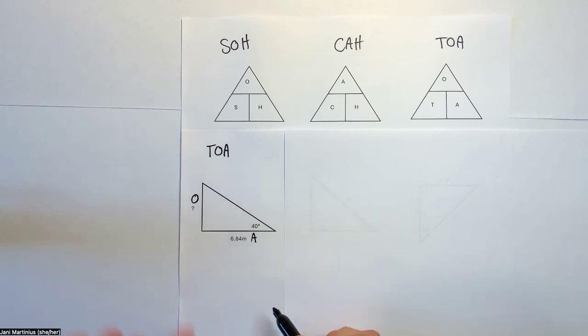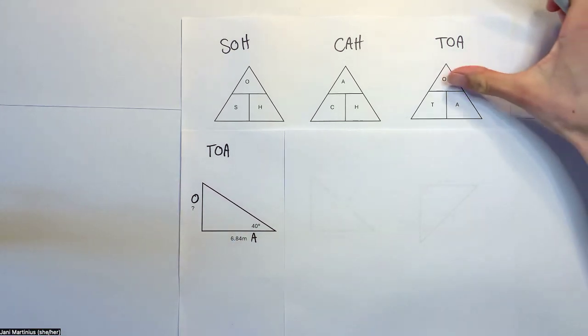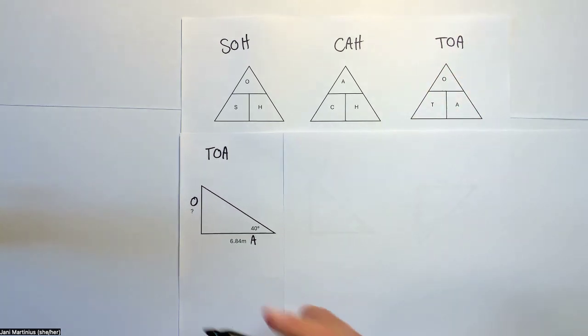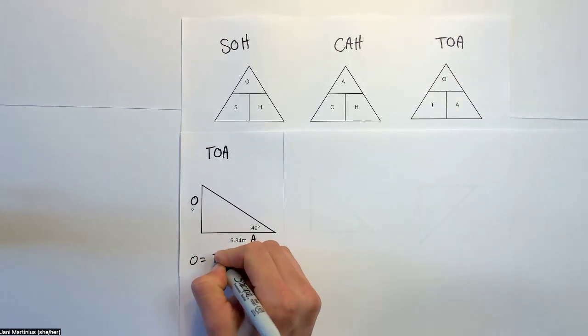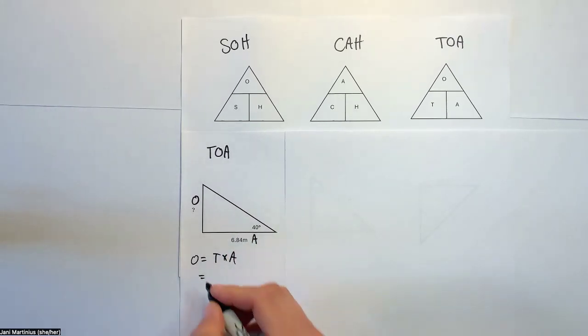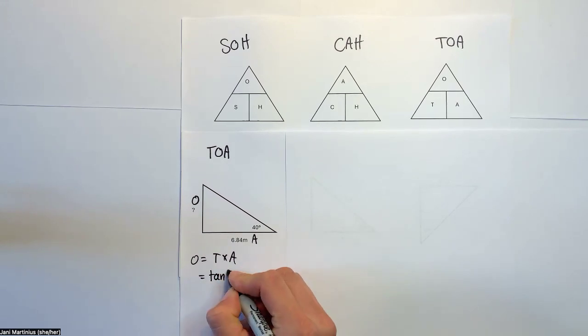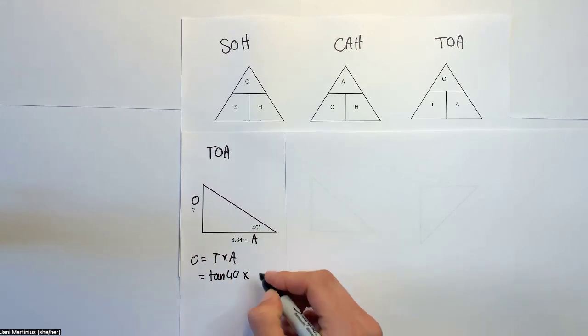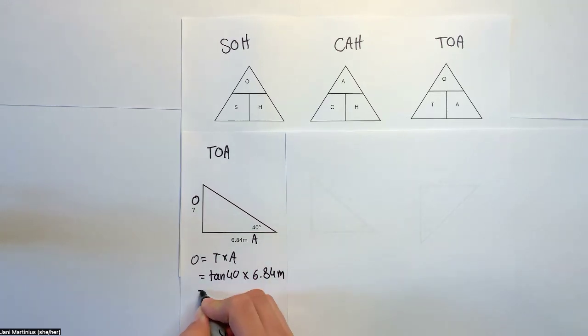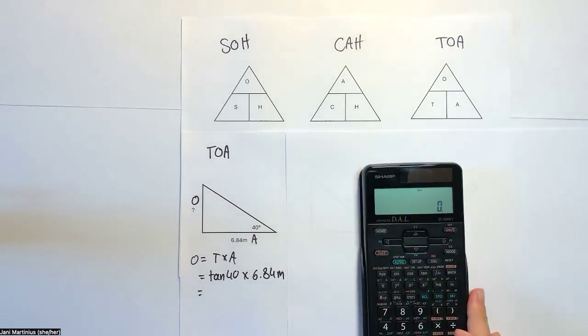So TOA, we are looking for the O. If we're blotting out the O, what we have left is T times A. O equals T times A. And now we're popping in the numbers. So tan 40 times 6.84 meters. Always keep track whether you're working in meters, feet, inches, anything like that.